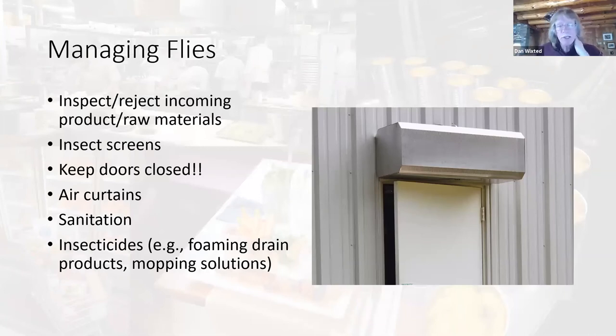Next slide. So managing flies, a lot of the typical things is sanitation. Keep doors closed. You can use air curtains that force air away from the door. Light monitors are very good, light traps. You want to make sure that they are using non-shatter protectable bulbs, because what you don't want is broken glass in your facility. You also want to use glue boards so you can see what the problem is and identify what the pest is.